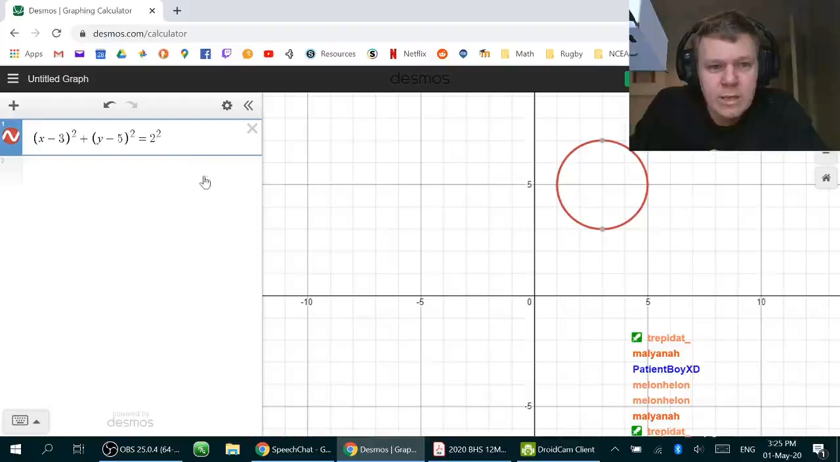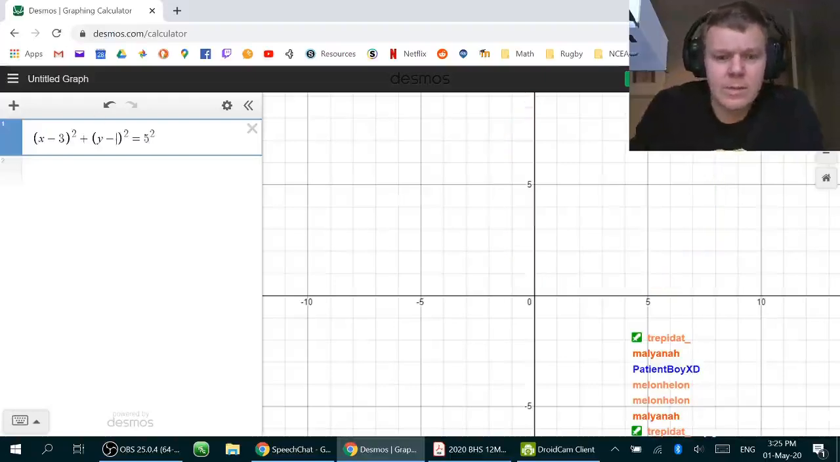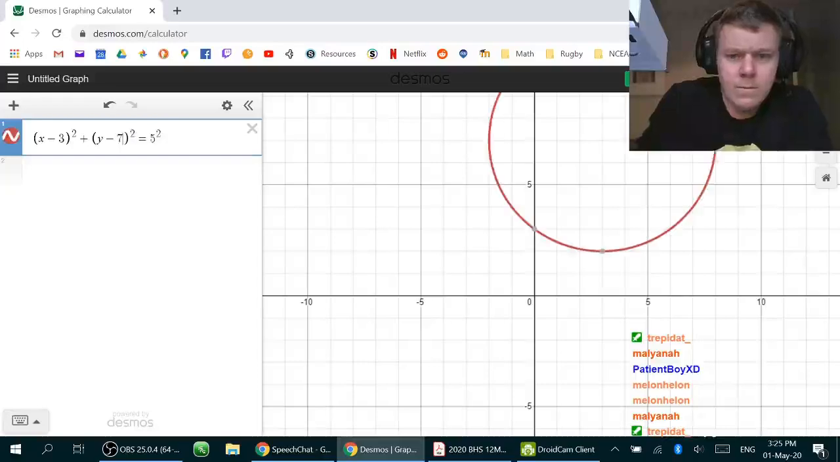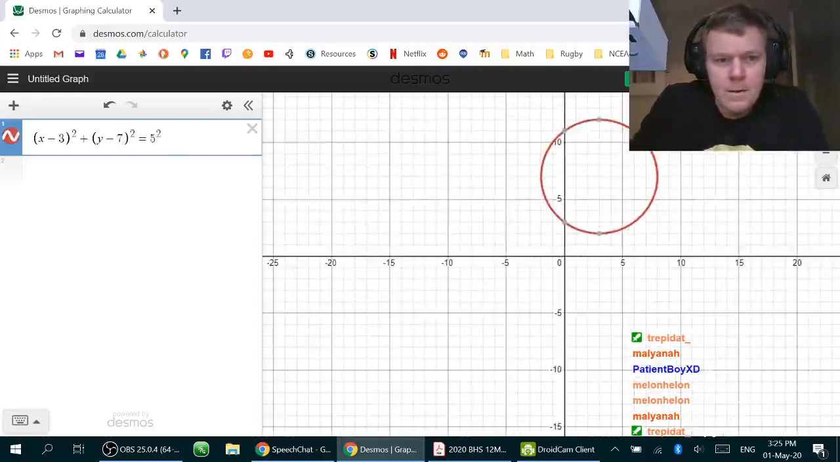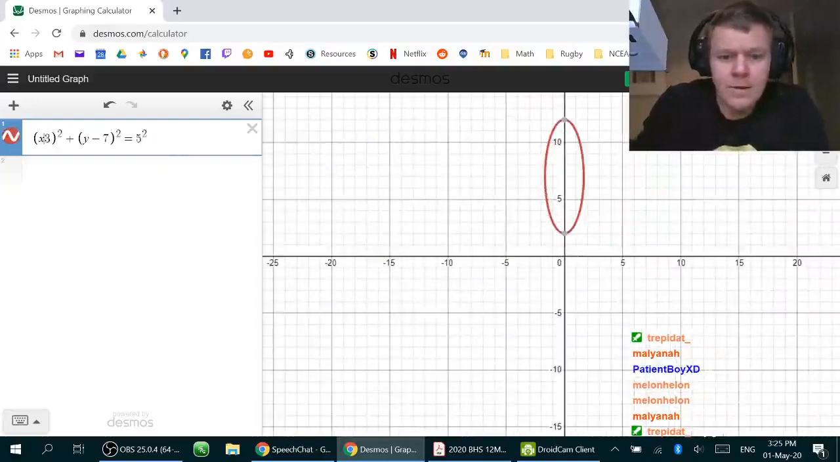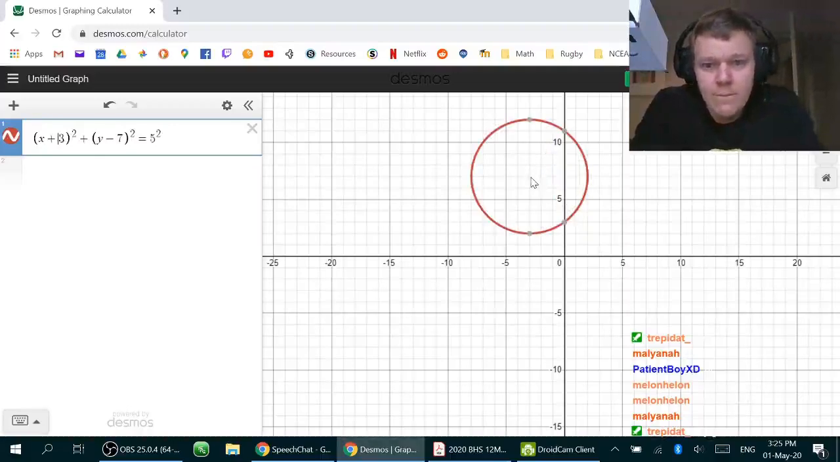So if you change any of these numbers, you can move the circle. The center of the circle is still at 3, 5. You could change these numbers, and you've got 7. Whoops, that's just bumped it up. If I made this a plus, what's going to happen? It's going to flip to the other side. So now the center is at -3, 7.